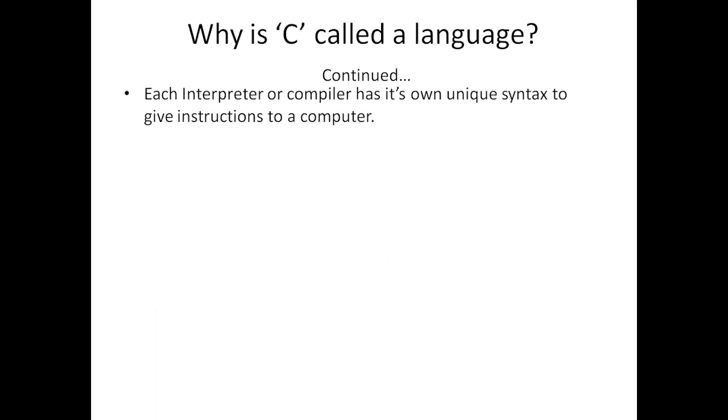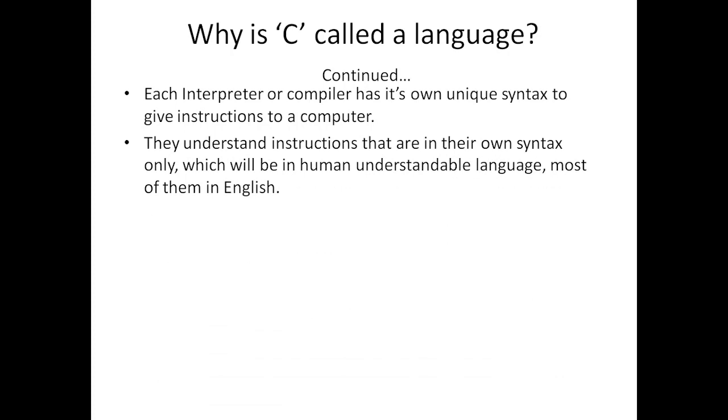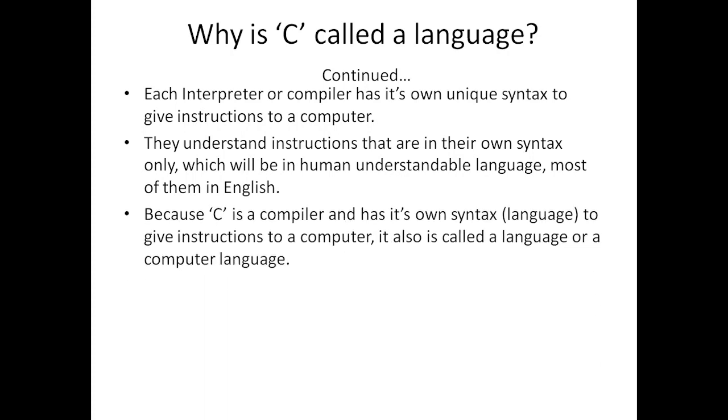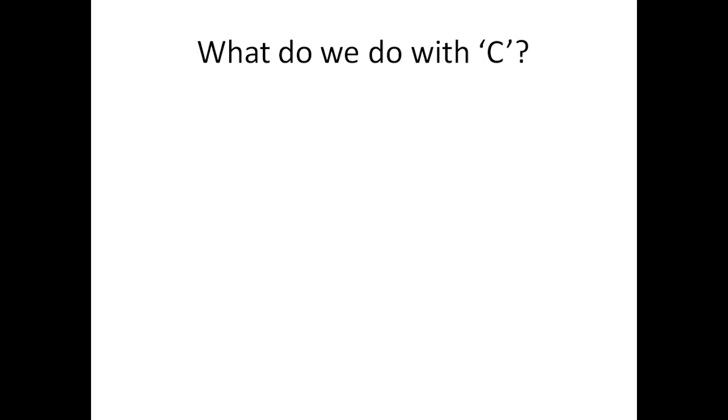Each interpreter or compiler has its own unique syntax to give instructions to a computer. They understand instructions that are in their own syntax only, which will be in human understandable language, most of them in English. Because C is a compiler and has its own syntax or language to give instructions to a computer, it also is called a language or a computer language. C is a high-level language.